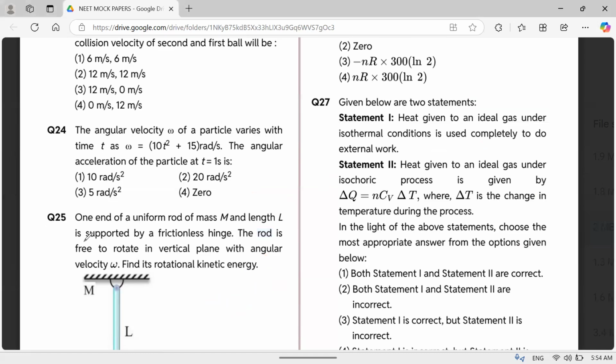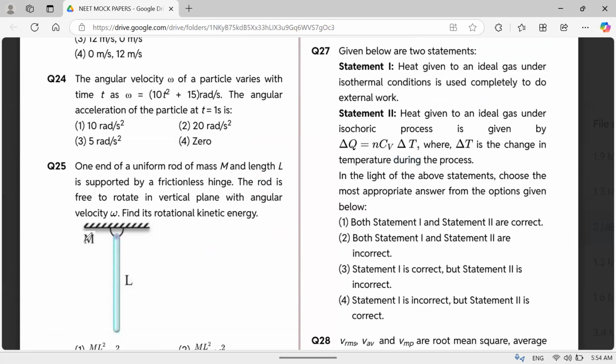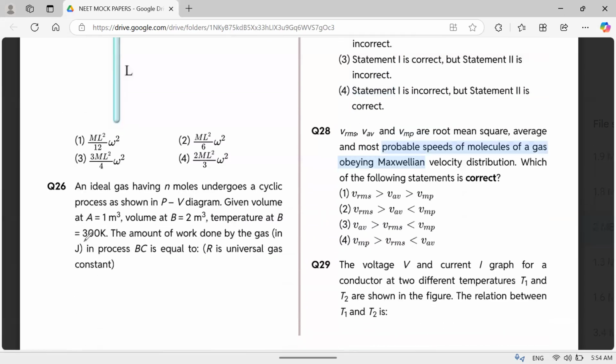Got it, beta? Yes, sir. 27. Clear? Yes, sir. I'm not writing the exam, beta. You should give me the answer fastly.